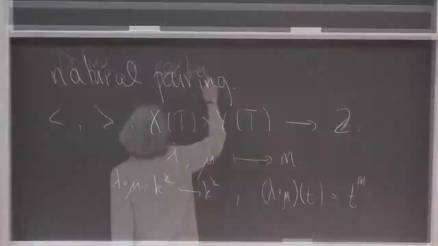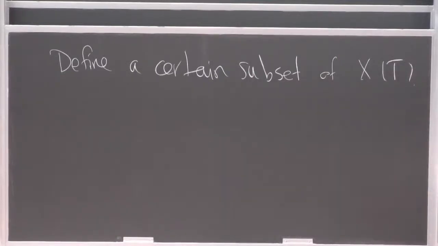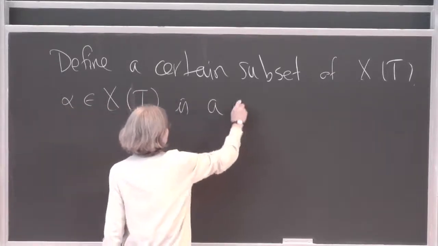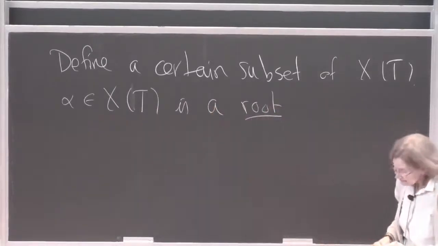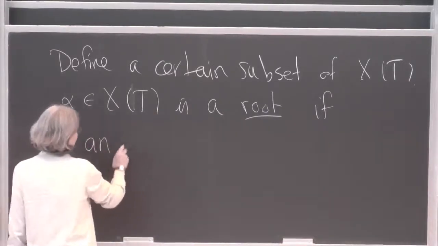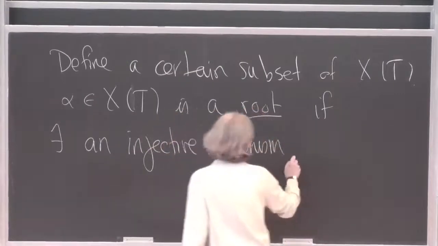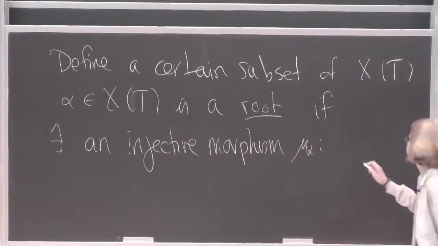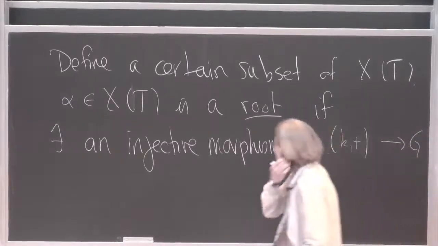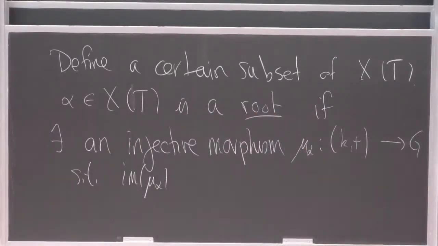a certain subset of X of T and then also of Y of T. Okay, so I'll say that alpha in X of T is a root if there exists an injective morphism mu alpha of algebraic groups that goes this time from the additive group of the field into the group G, such that the image of it is going to be some closed one-dimensional unipotent subgroup.